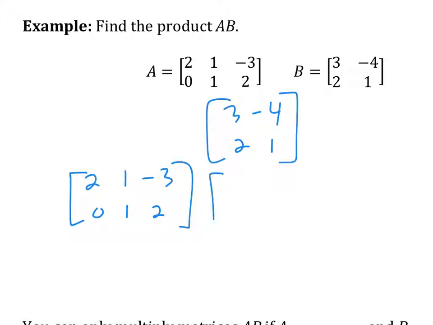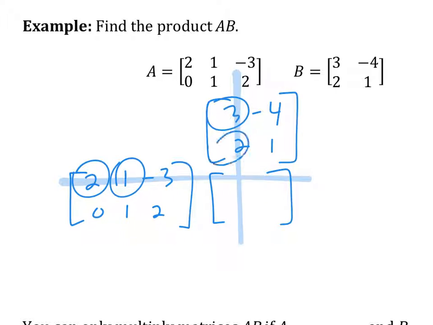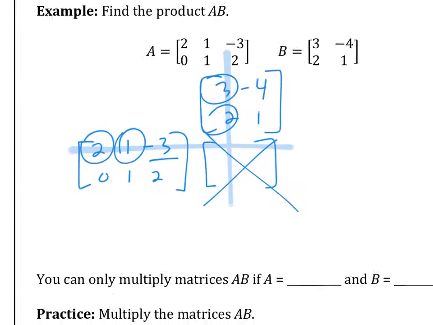Okay, so let's multiply this row by this column. So you can see that I'm going to multiply 2 and 3 together plus 1 times 2, but this negative 3 has no partner to multiply. So this one you cannot multiply. Now, you don't really want to set it up and realize you cannot multiply. There's a way to check before you even try multiplying it.